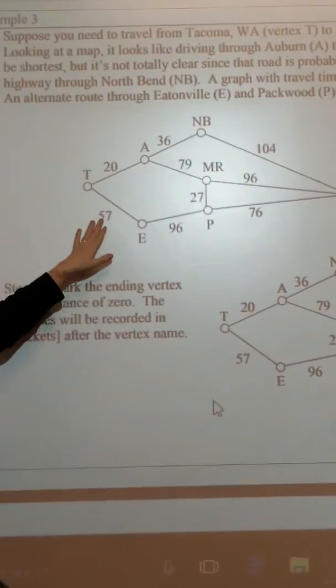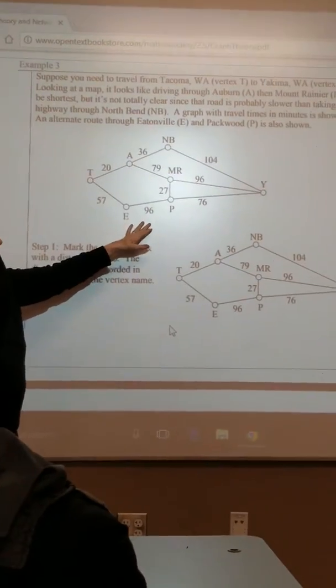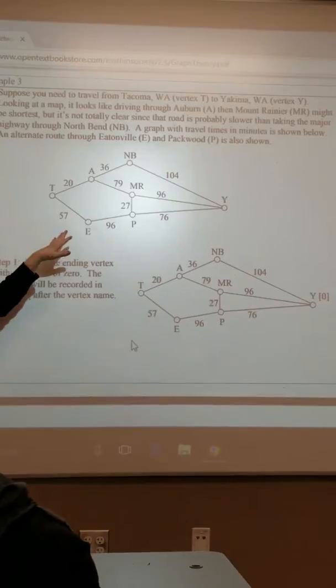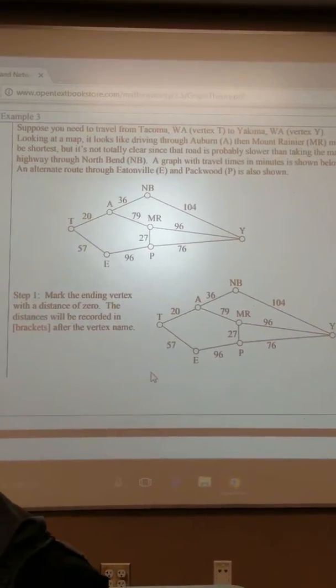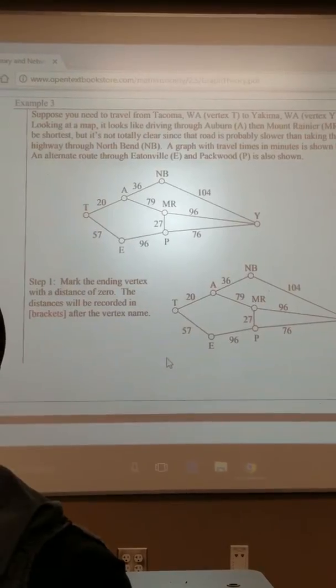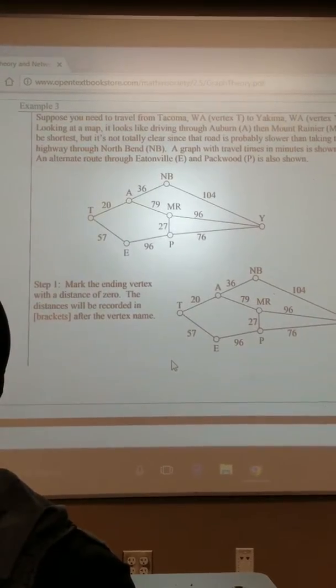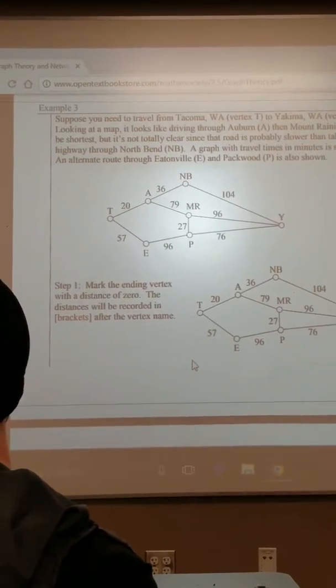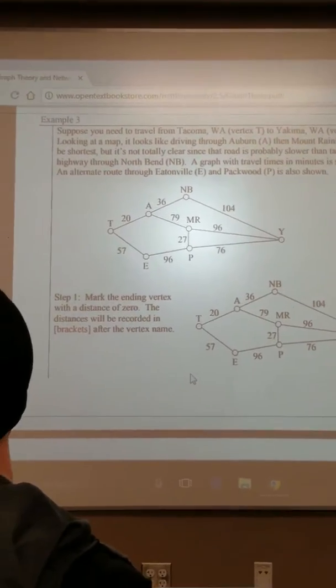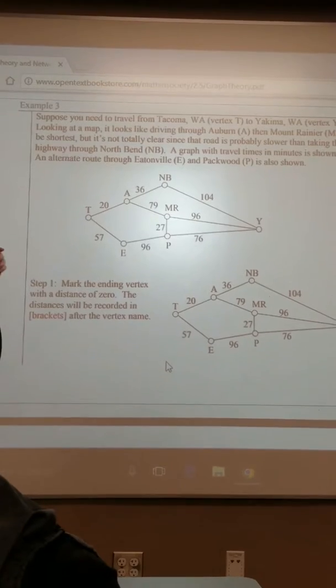A route through Eatonville, and Packwood is also shown. I have never been to Eatonville and Packwood, just saying. Packwood? Packwood, that's what it says. I don't know, never been there. I have been to North Bend. I've never been, I probably drove through Mount Rainier. I don't know. Okay. But I've been to North Bend.